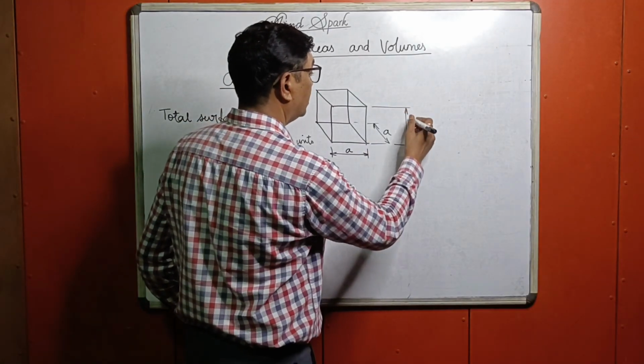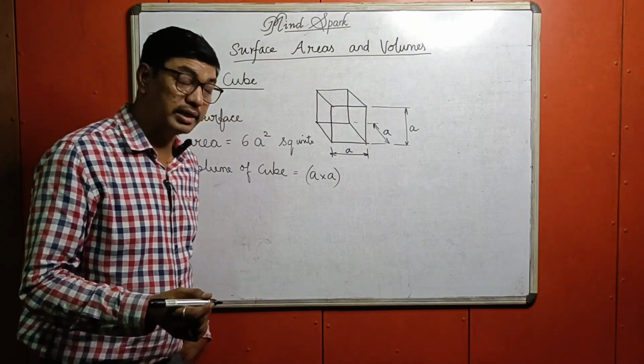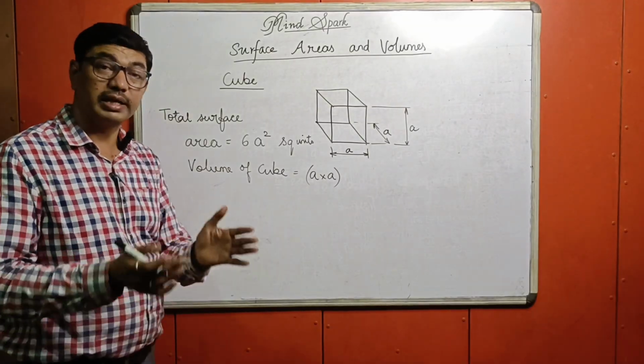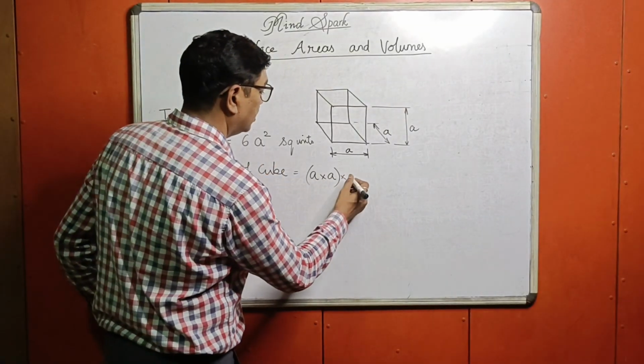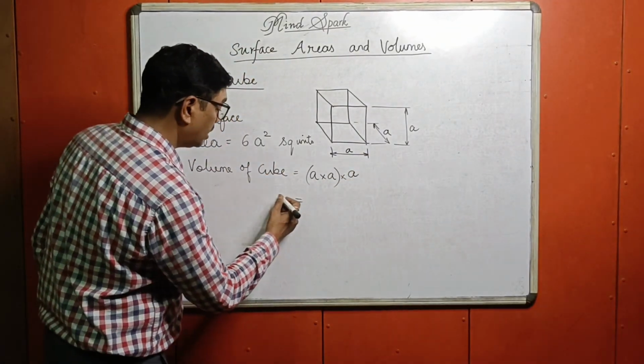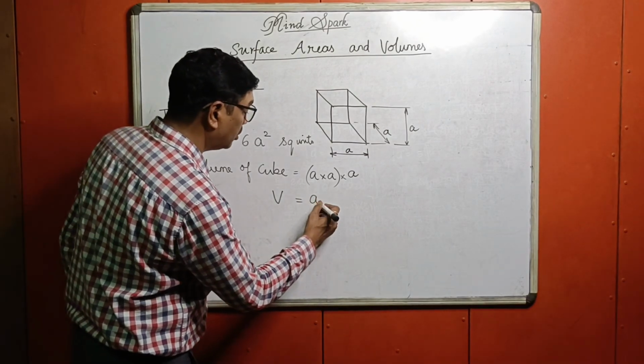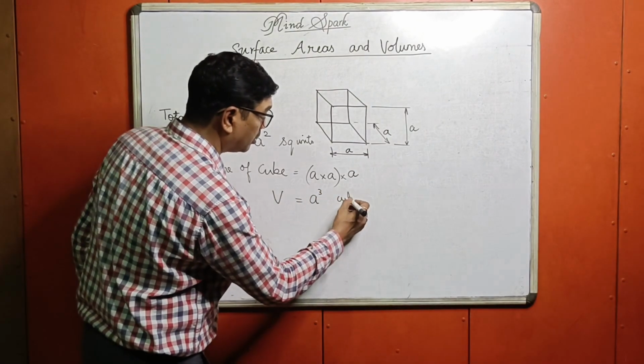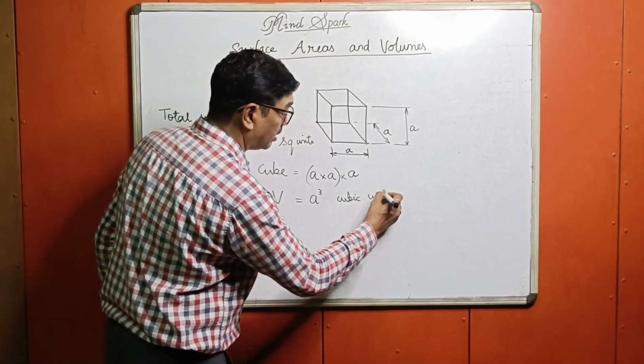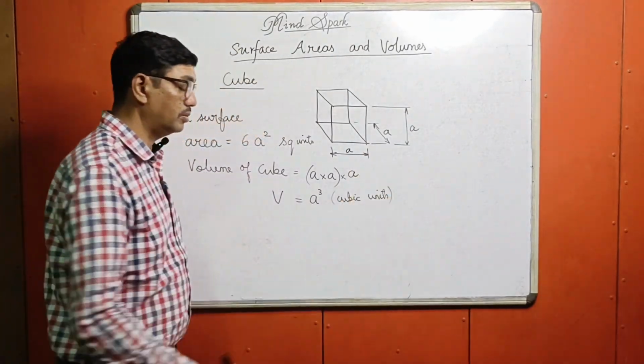When you talk about height, your height is also the same. Then that is A into A, the area of the base, into height. That is also A. So ultimately the volume of a cube is equal to how much? A cube. For this you write cubic units. You understand? So what is the unit you should write?